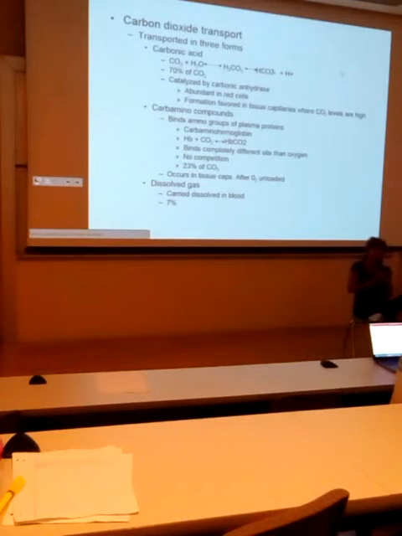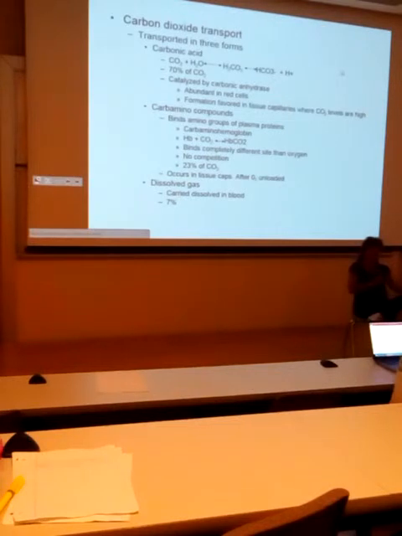All right. So this next section deals with CO2 transport. We talked about oxygen transport, and we said that oxygen was carried in the blood in two forms: dissolved in the plasma, which was the PaO2, or the PO2 if you're in venous blood, and bound to hemoglobin, right?